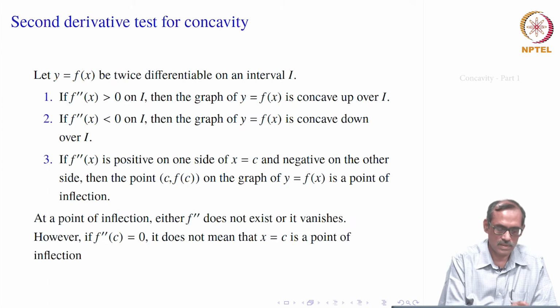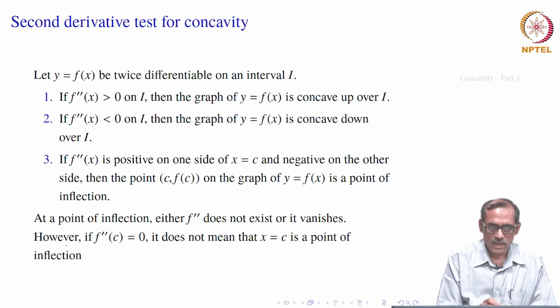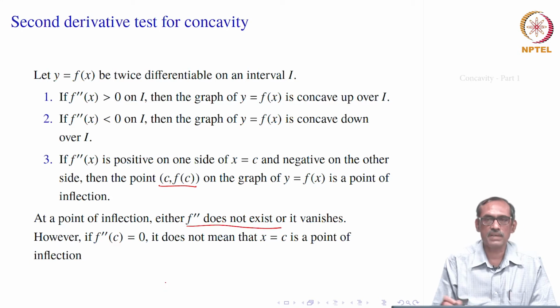So, that is how it will give. So, at a point of inflection, say at that point in our earlier curve pi to f of pi, either f double prime does not exist or it vanishes. If it exists and assuming that it is continuous, it has become positive one side, negative one side. So, there it must be 0 because of intermediate value theorem, provided f double prime is continuous.